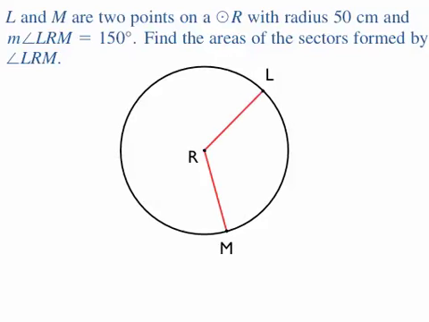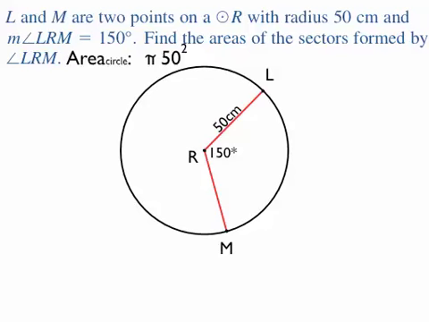I'm going to go ahead and draw in my radii. They told me that the radius is 50 centimeters. They also tell me that this angle measure is 150 degrees. Really quickly, we're going to have to find the area of the circle. Remember, it's going to be the area of the sector over the area of the circle. So before I start setting up my proportion, I'm just going to go ahead and find the area of the circle.